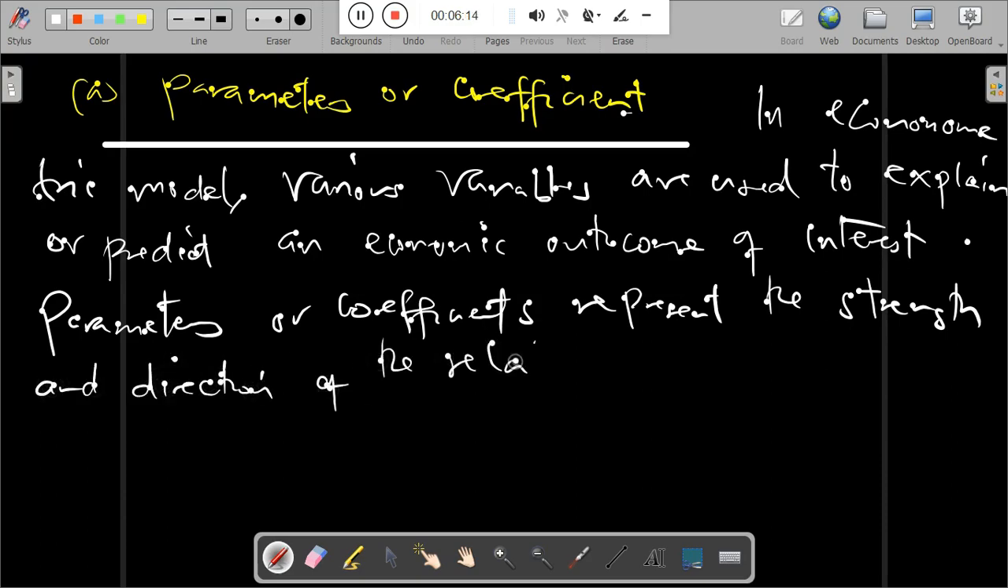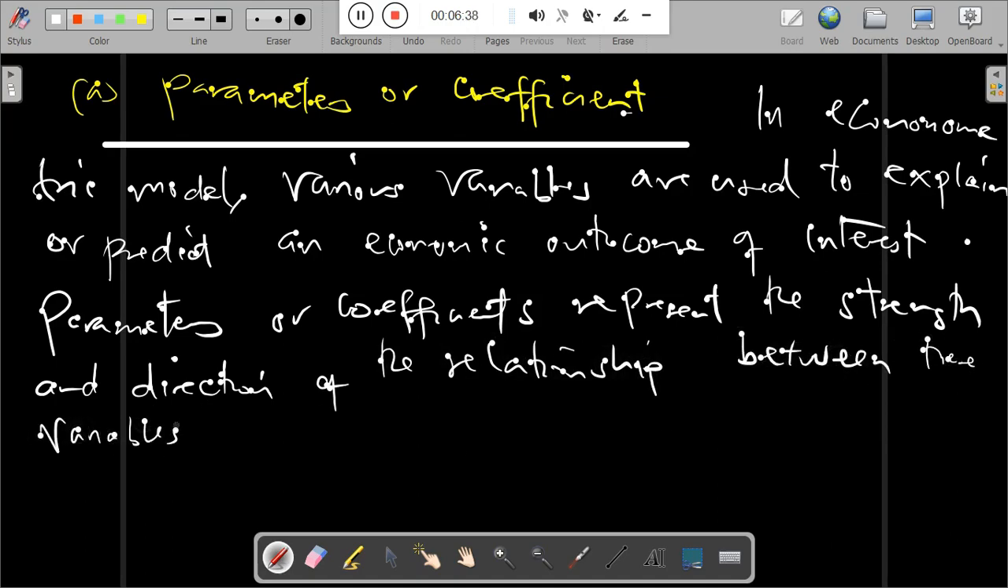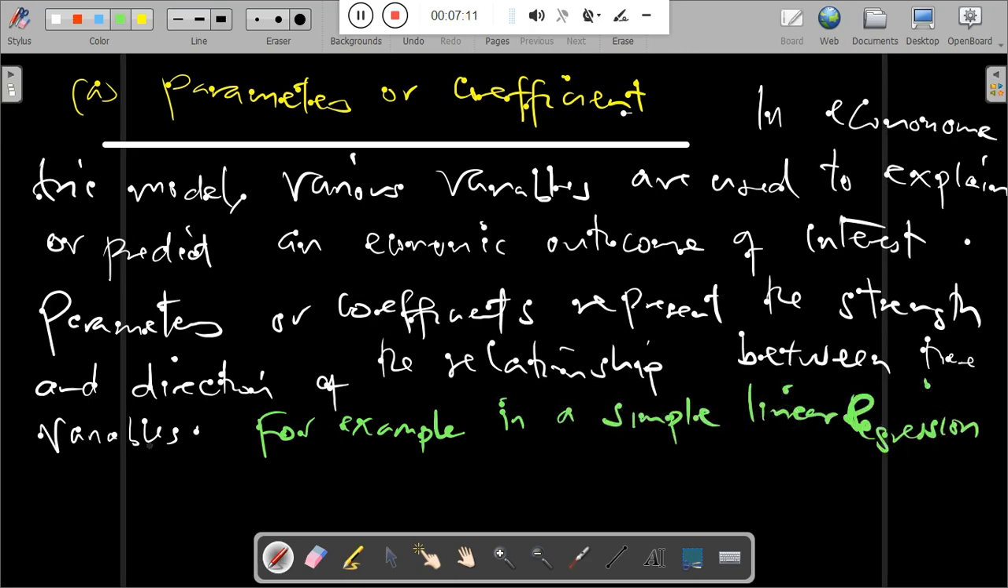The first one is parameters or coefficients. In an econometric model, variables are used to explain or predict an economic outcome of interest. Parameters or coefficients represent the strength and direction of the relationship between these variables. For example, in a simple linear regression model, the estimated coefficients represent the change in the dependent variable for one unit change in the independent variable. So these are the key concepts related to estimates in econometrics.